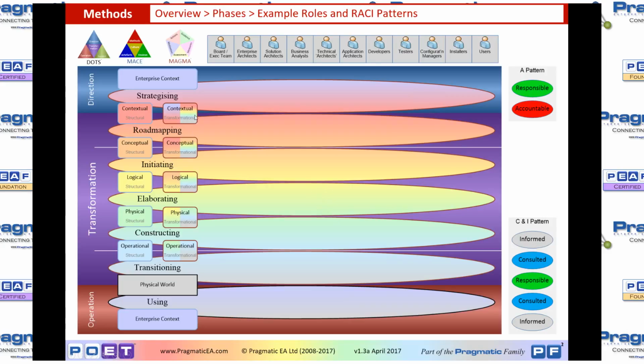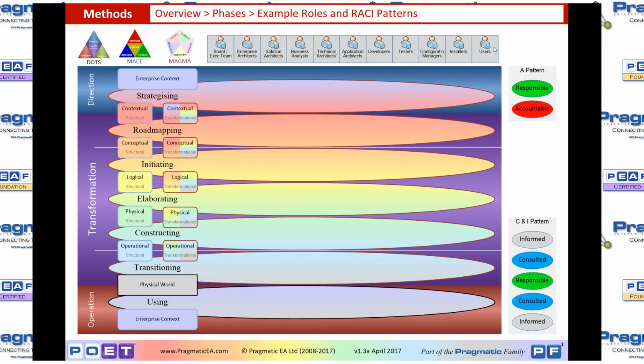So here we have the phases. Strategizing is what the people in the direction domain do. This is the business strategy, enterprise strategy. Road mapping is the core of enterprise architecture, although we call both of these things enterprise architecture. Then we go into project land, where we go through various phases in projects, finally delivering things into operations where people use them in operations.